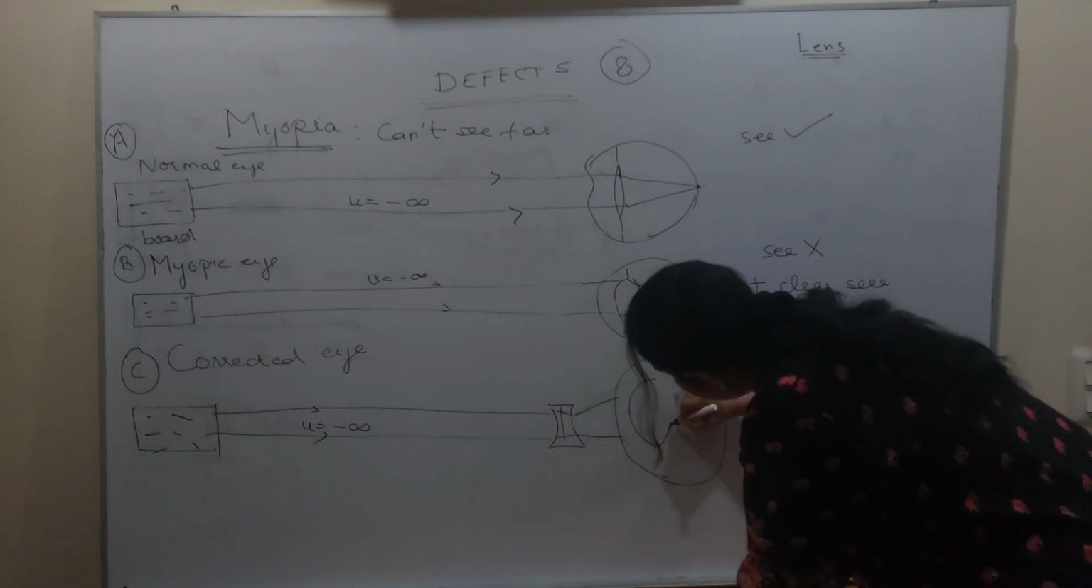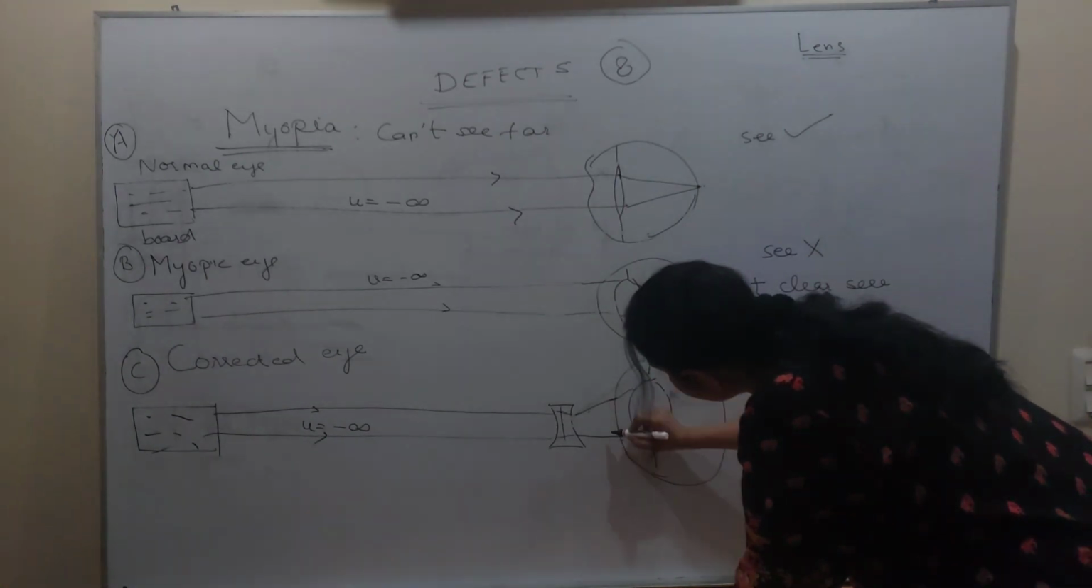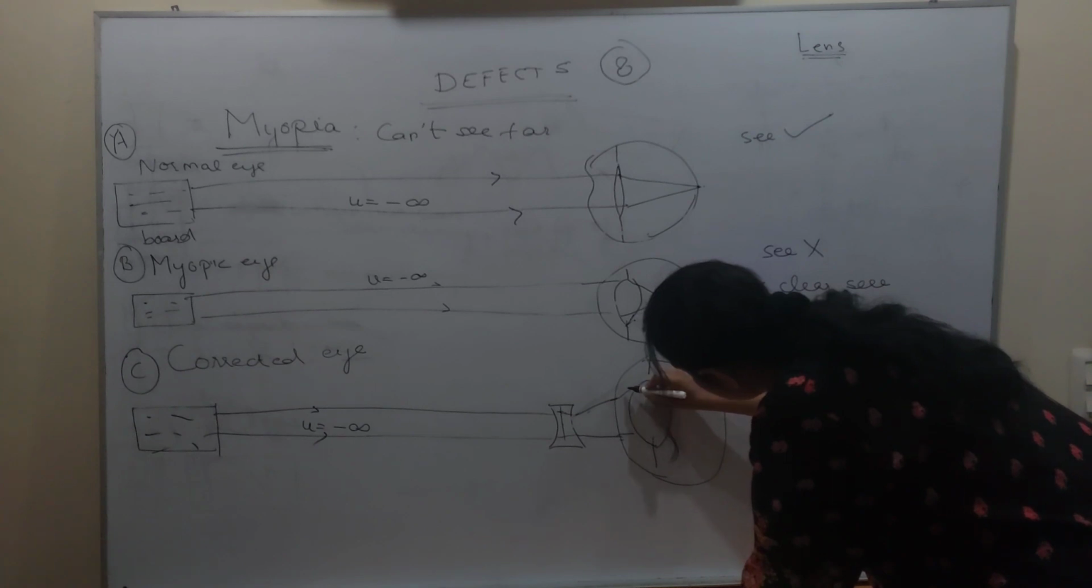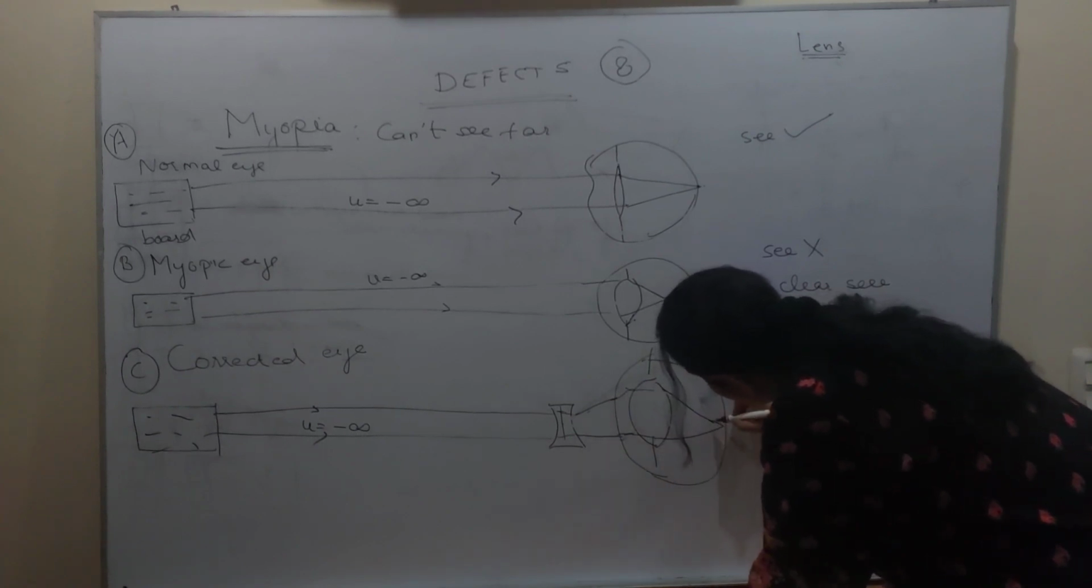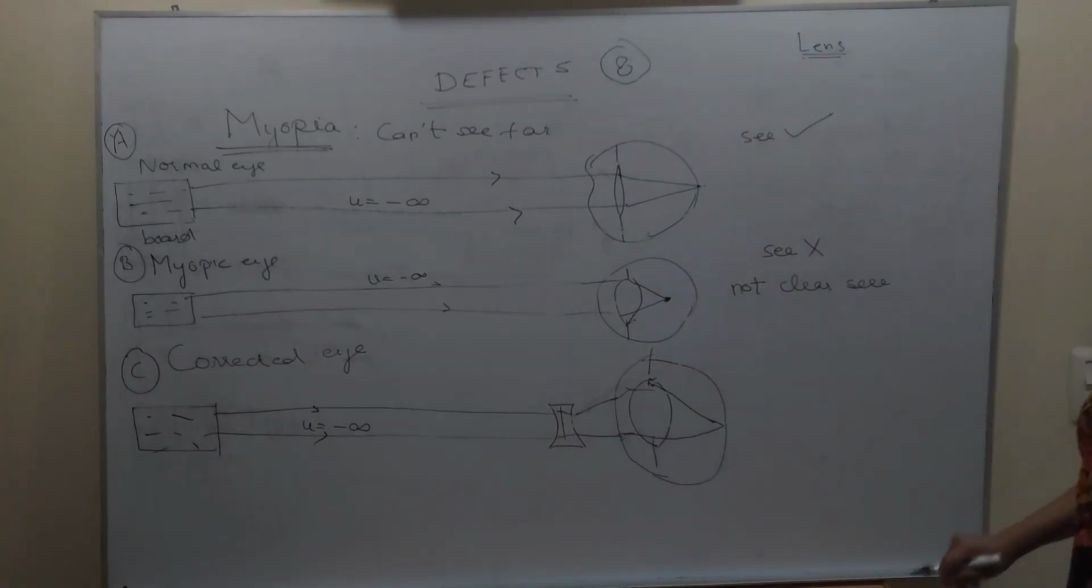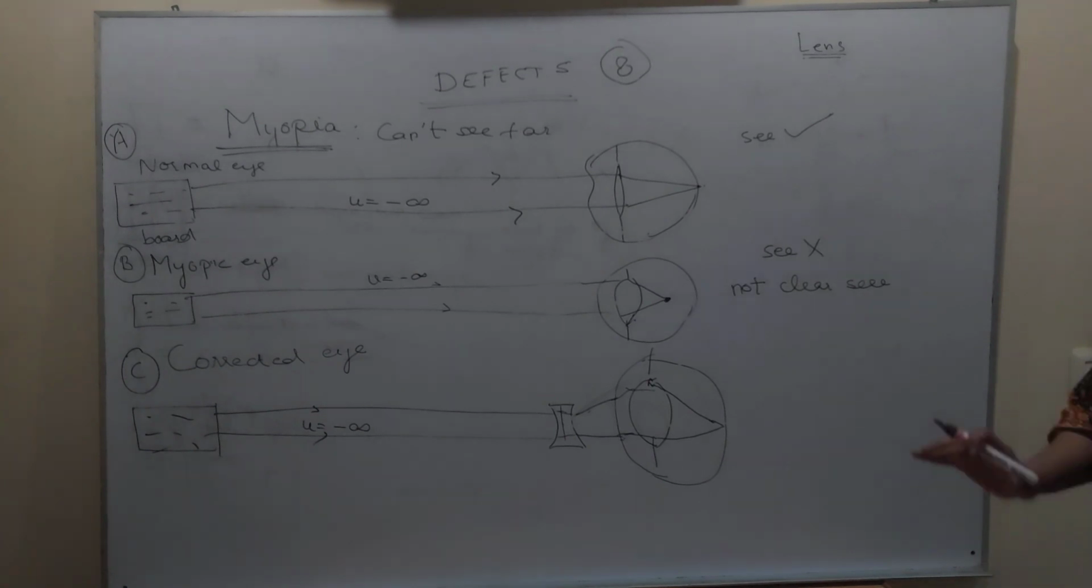Then it falls on the lens, and then it is able to converge it exactly on the retina. Sorry, this is a little dirty. This is primarily happening theoretically.